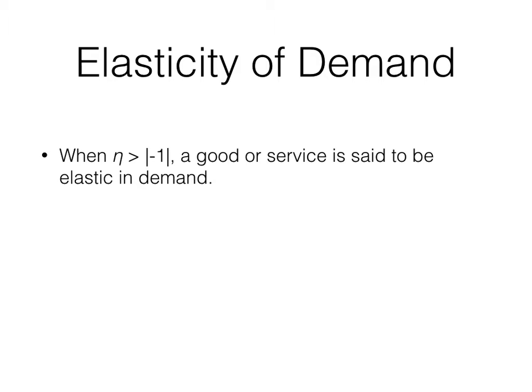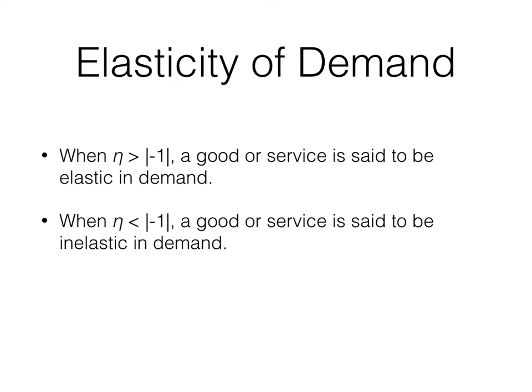Consumers are pretty responsive to that good. You can think of something like a box of Cheerios. The price goes up 10%, quantity demanded would decrease, say, 20%. That would be elastic in demand. When the absolute value of elasticity is less than 1, then the good or service is inelastic in demand. Cigarettes, for example, are inelastic in demand. The price could increase 20%, and the quantity demanded would decrease by just 5%, so therefore minus 0.25 would be the elasticity of demand for, say, cigarettes.